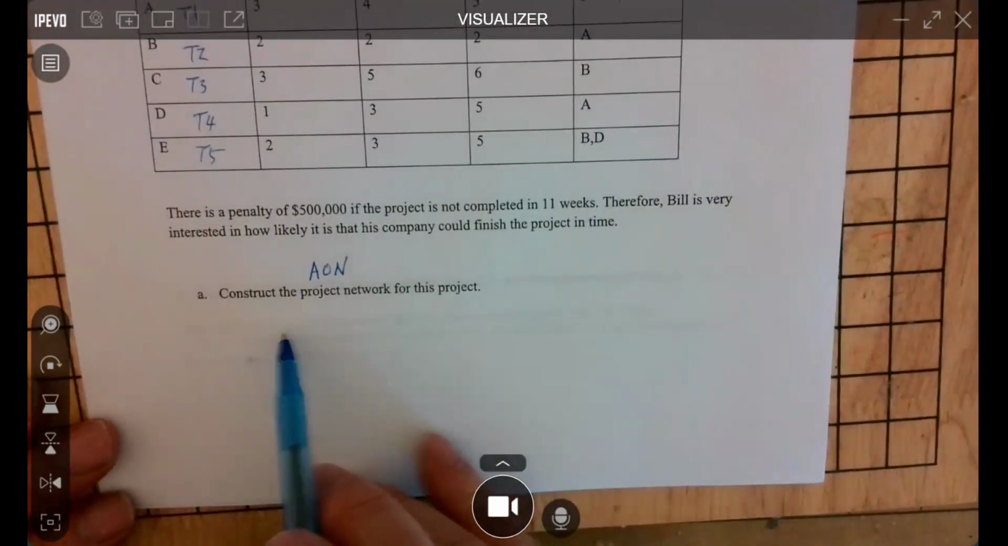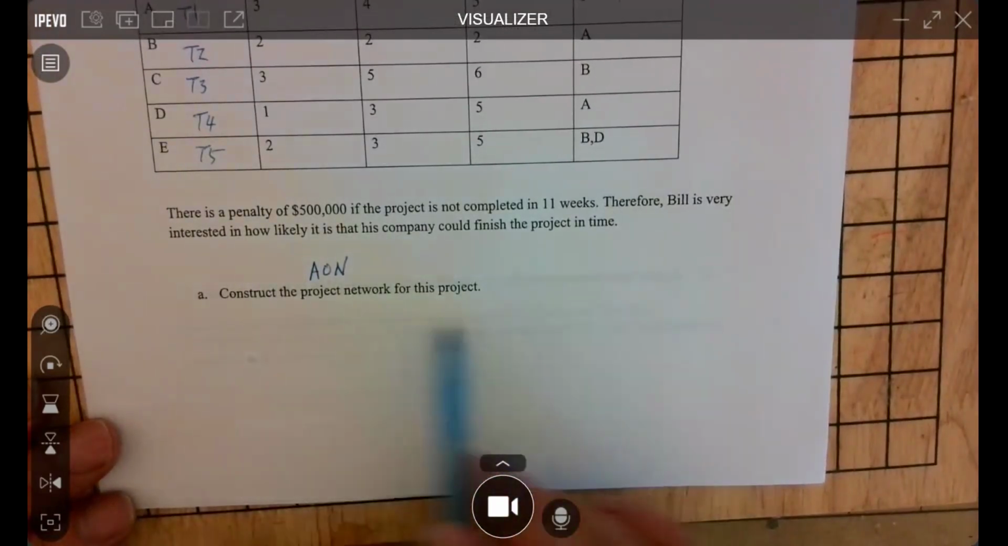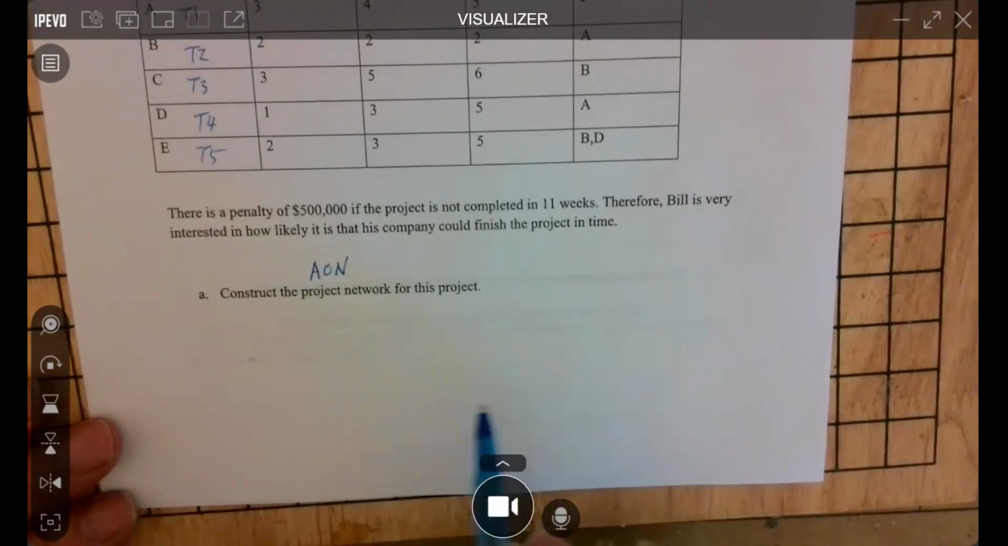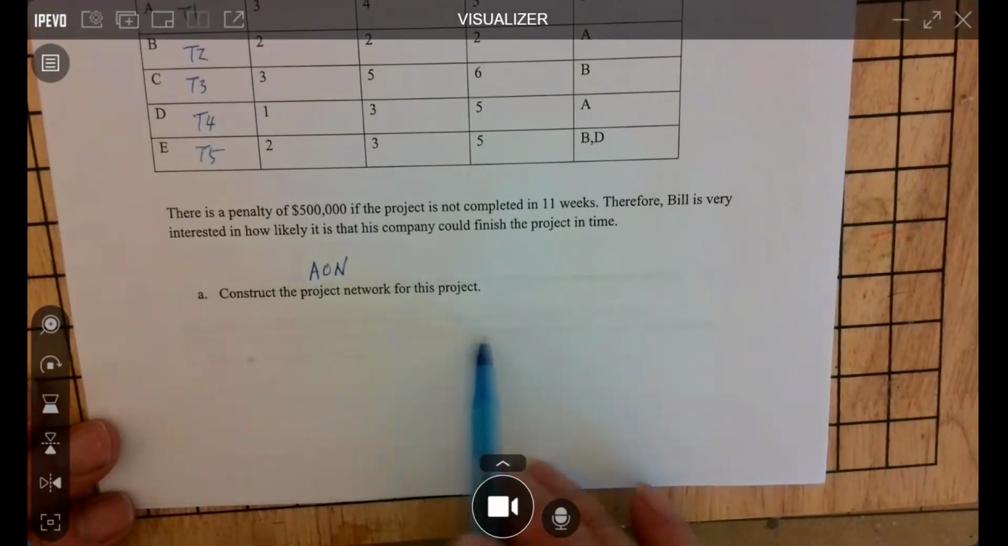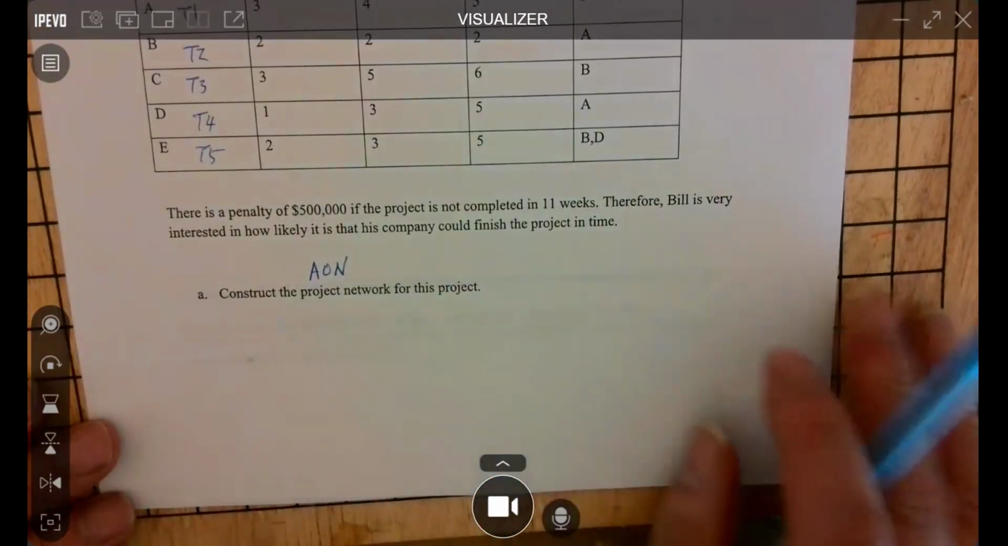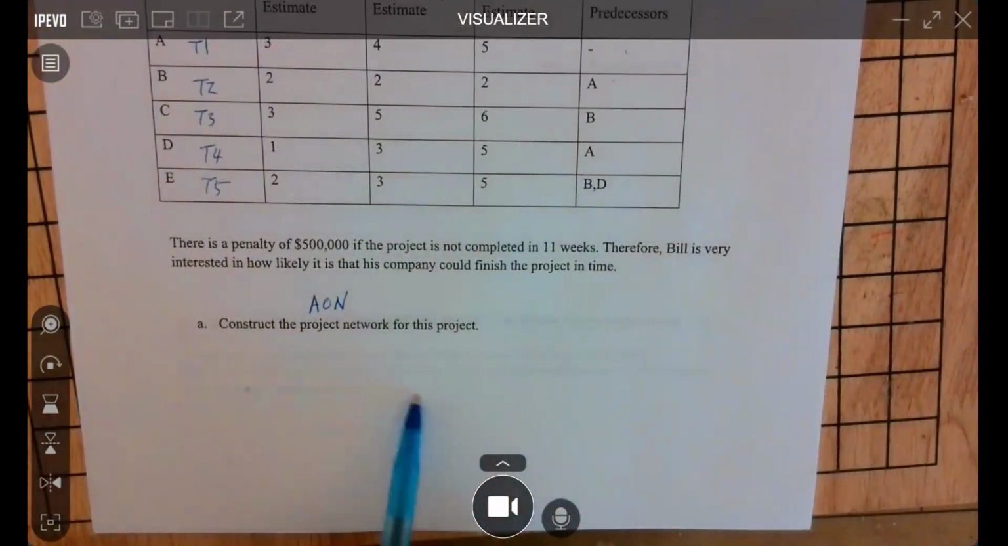So what I want you to do first is, I give you 2 minutes, try to draw the project network. And after that, we're going to use Excel. You learned before in the last class to set up an Excel spreadsheet. Now, 2 minutes to work on question number 8, please.